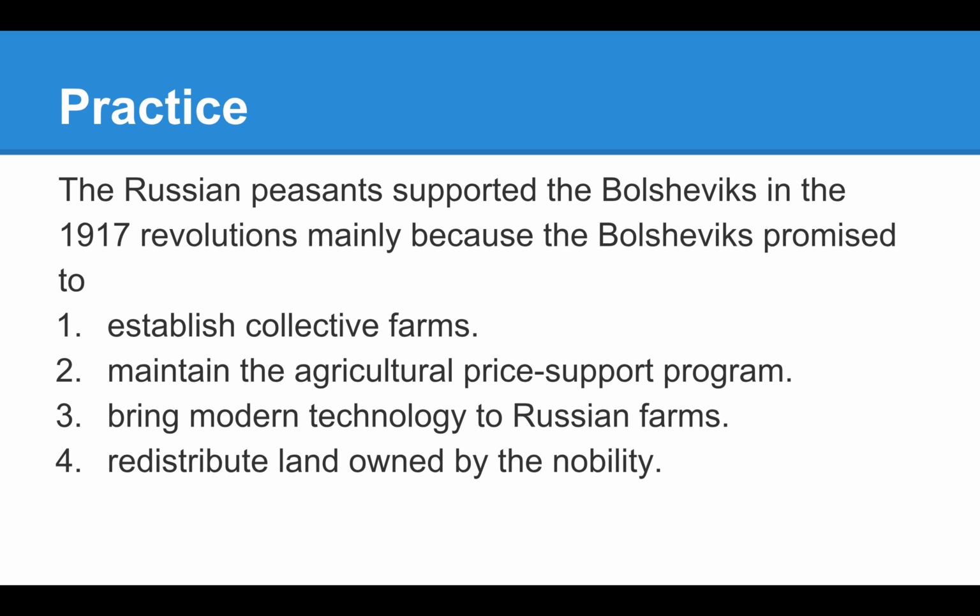The Russian peasants supported the Bolsheviks in the 1917 revolutions mainly because the Bolsheviks promised to establish collective farms, maintain the agricultural price support program, bring modern technology to Russian farms, or redistribute land owned by the nobility. Redistribute land. You're looking for peace, bread, and land.